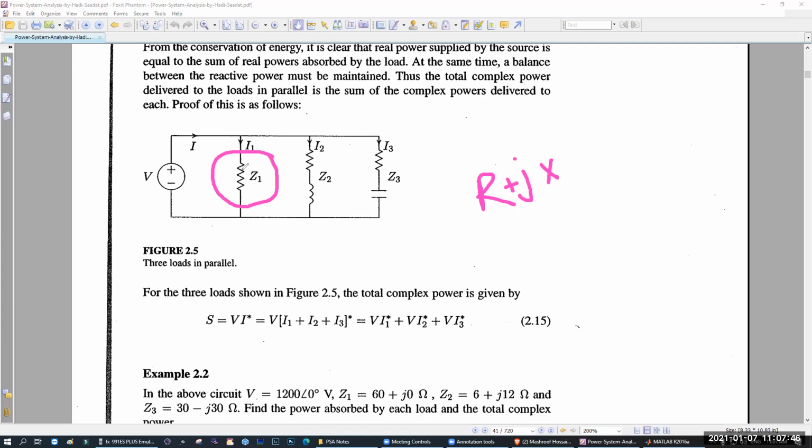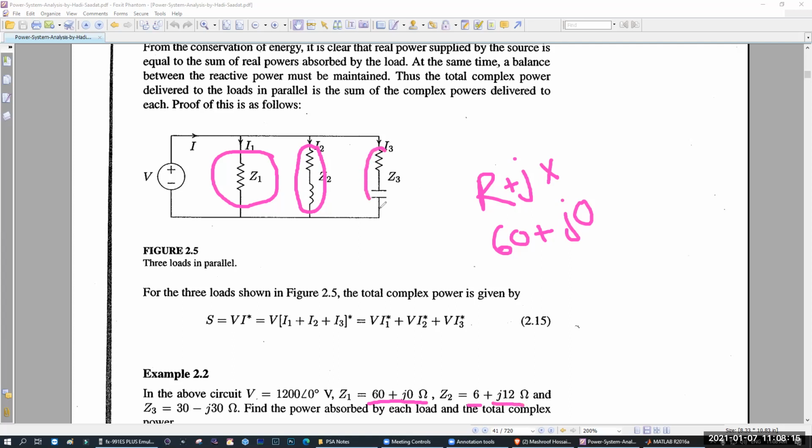You have only one resistor, no X, right? So they say it will be 60 plus J0. Next one, you will have a resistor and you will have an inductor. The inductor is always positive. So the resistor value is 6, and the inductor value, that means the X value, is 12 ohm. So positive 12 ohm.